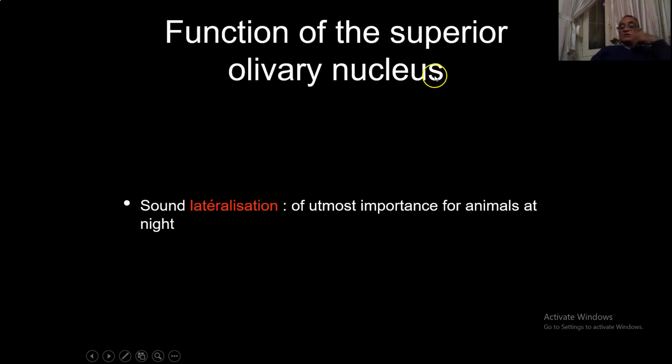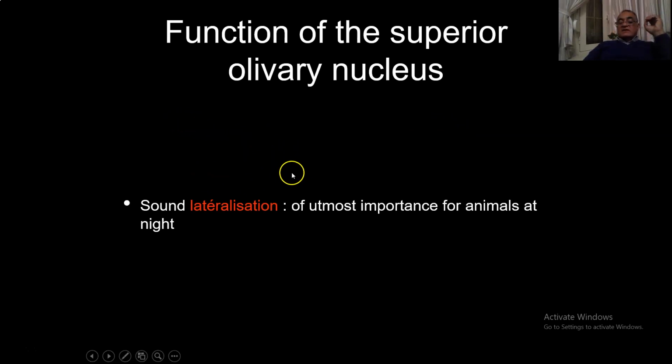Function of the superior olivary nucleus, it is very important for the lateralization of the sound. From where is the sound coming? From the right or from the left? This is of utmost importance for animals. If you are in the dark and a deer hears a sound from the right, reflexly, through the superior olivary nucleus, it can localize from where the sound is, and it runs the opposite way.